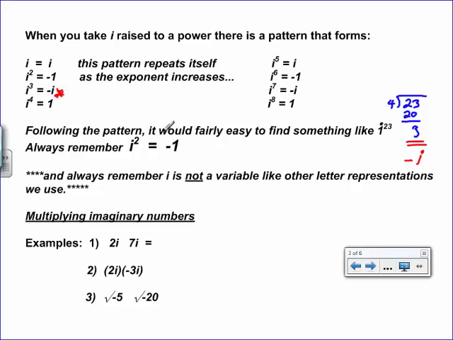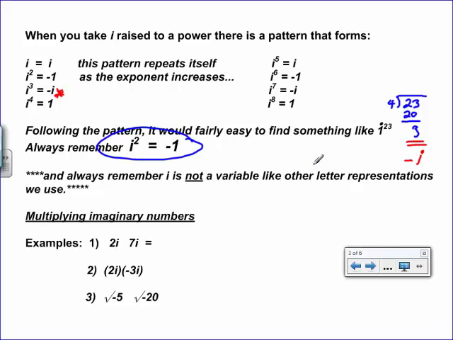First and foremost, always remember that i squared is equal to -1. You'll have to utilize this over and over again. And there's a note here to always remember, i is not a variable like other letters like x and y and c and anything that we generally use as a variable. It's not the same concept.